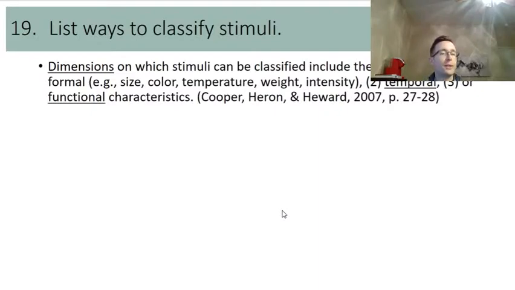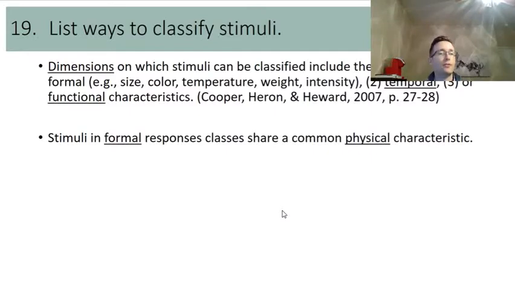So dimensions on which stimuli can be classified can include their physical or formal dimensions or characteristics, so size, color, temperature, weight, intensity. Temporal, in other words, their occurrence in time, so typically in relation to behavior. Or 3, their functional characteristics or their effects on behavior. You can also classify them based on their functional characteristics in terms of the effects of those stimuli on other stimuli. Okay, so dimensions on which you can classify stimuli or define stimulus classes are physical, temporal, functional.